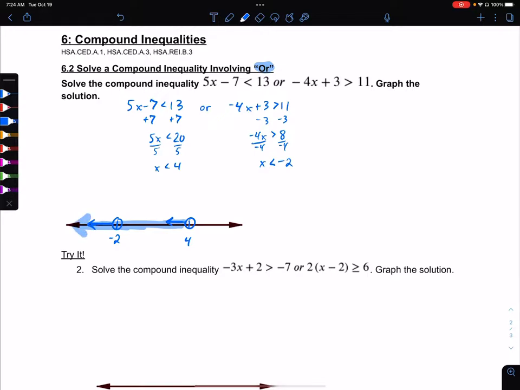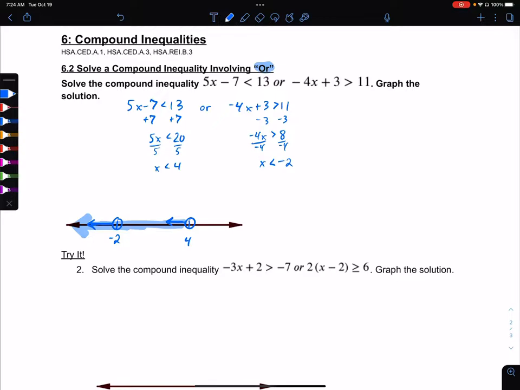So in this case, the x is less than 4 kind of takes precedence, right? Because it's the one that covers everything. Basically, if a number is less than negative 2, it is also less than 4. So there's not too much of a reason for this part, right? This isn't all that useful to us because it doesn't give us any new solutions. However, you do need to graph them in this format.